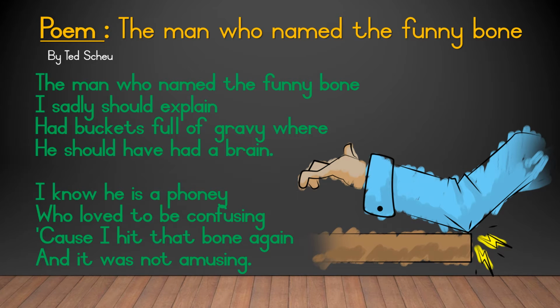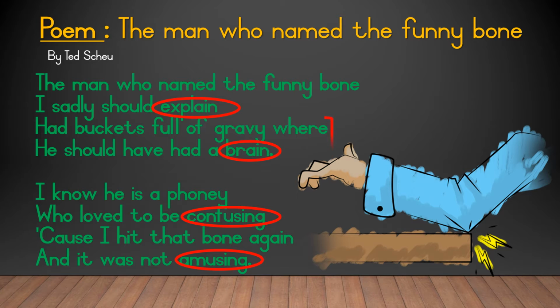Now remember, a poem must have rhyming words, so I want you to look for the rhyming words of this poem. The first two words that were rhyming is explain and brain. The next two words that were rhyming was confusing and amusing.